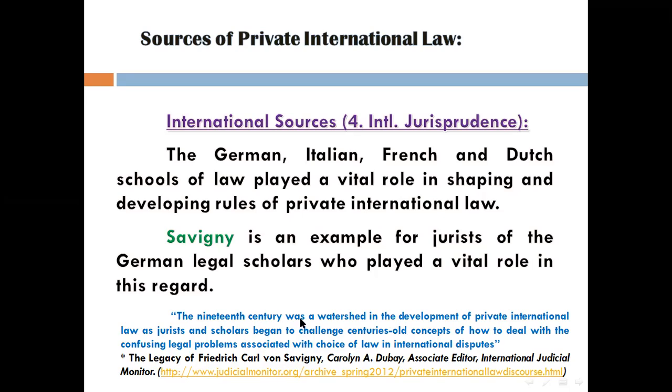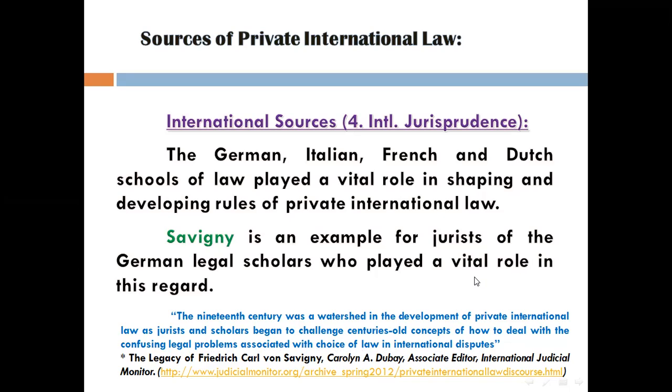The 19th century was a watershed in the development of private international law, as jurists and scholars began to challenge centuries-old concepts of how to deal with the confusing legal problems associated with a choice of the law in international disputes. This choice of the law means I'm talking about conflict of laws in international disputes.